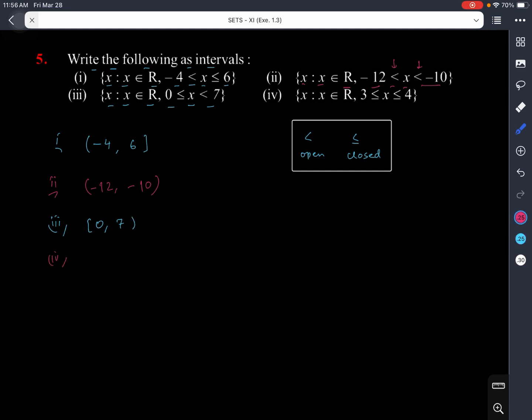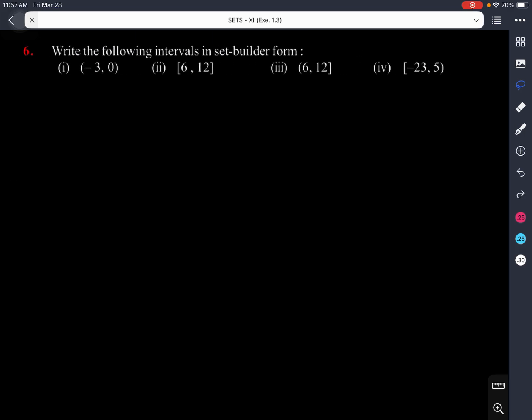Part number last. So here we are having a set x such that x is a member of real numbers, where x is greater than or equal to 3, but less than or equal to 4. So this interval is closed from both the sides. So in this case, the interval will be closed from both the sides, as one can observe that x is greater than or equal to 3, but less than or equal to 4. So this set in the form of interval can be represented as [3, 4], enclosed in brackets. Moving towards next question.